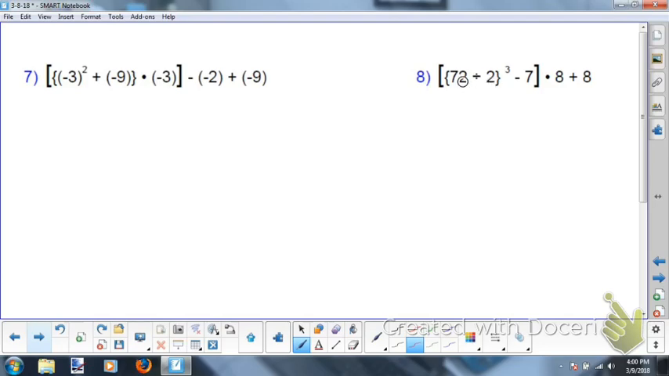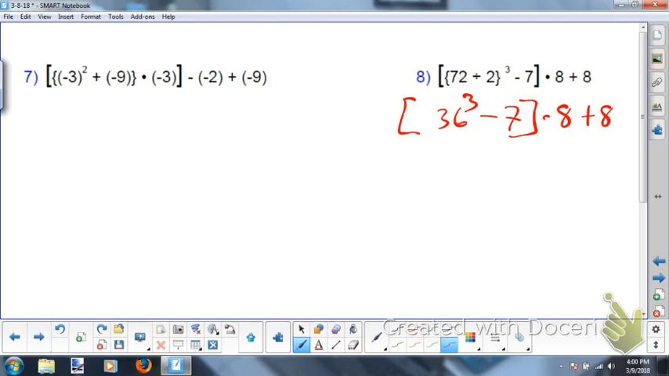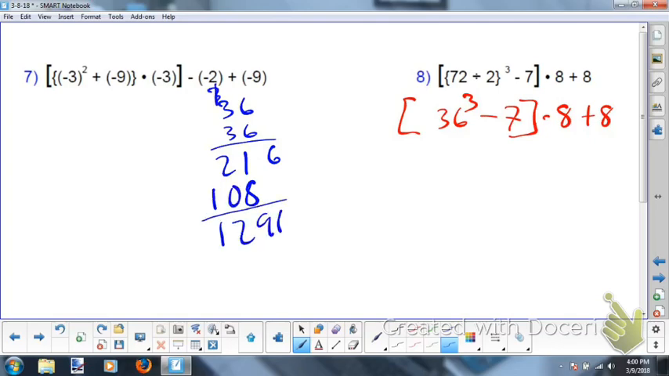Before I can get rid of them, I have to divide. 72 divided by 2 is 36. So it'll be 36 to the third power. So when I rewrite, I'm going to have 36 to the third power minus 7, and the bracket times 8 plus 8. So now I have to do 36 times 36 times 36. So 36 times 36, I get 36. 3, 18, 2, 1, 18, 1, 9 plus 1, 10, and that gives me 1296.